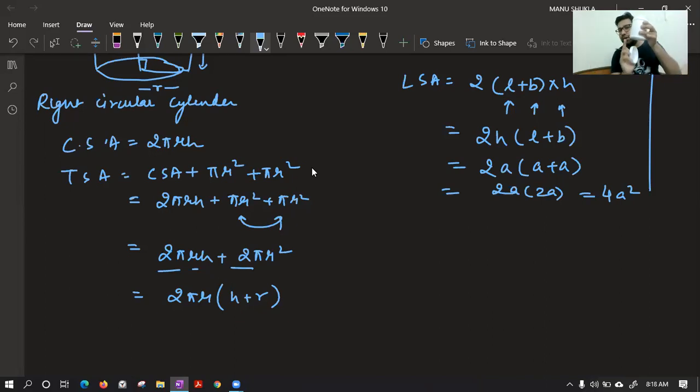So pi r square, area of first coin, pi r square, second coin, third coin, fourth coin, fifth coin, till h coins, and it becomes pi r square h. So the volume is pi r square h. That is the volume.